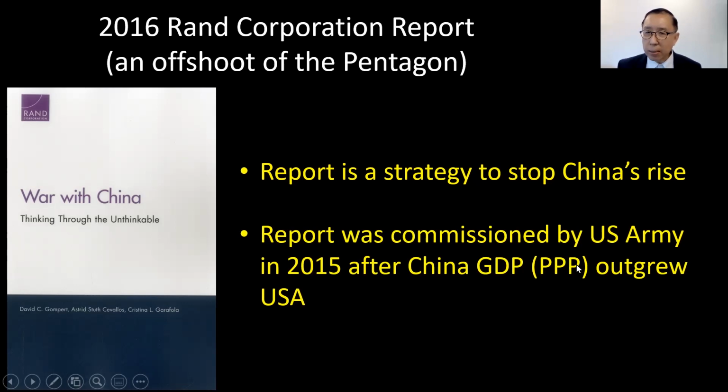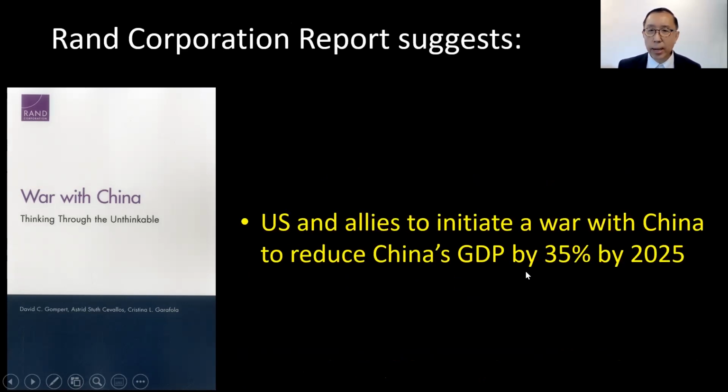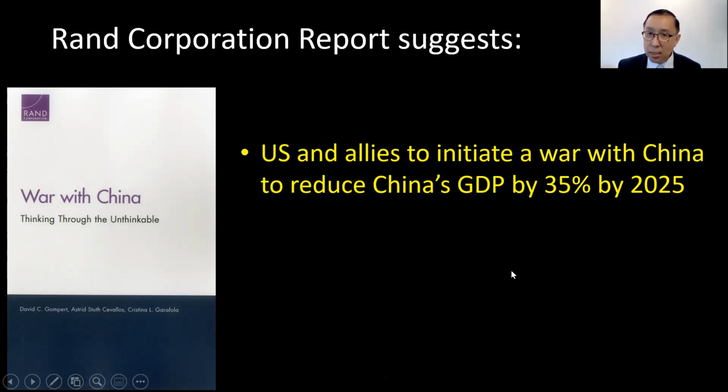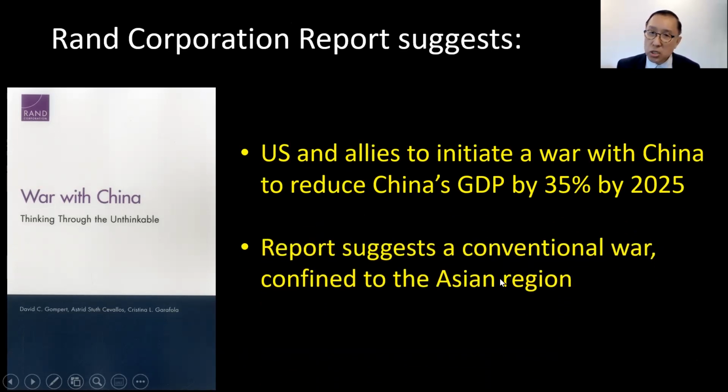The report was commissioned immediately after these PPP figures were released, and this report showed a few things. Number one, the US and its allies should start a war with China to reduce China's GDP by 35%. Okay? And the report suggests a conventional war confined to the Asian region. It's very simple. You look at the South China Sea. Once there is conflict there, all shipping will be stopped. And if shipping is stopped at the South China Sea, China cannot trade. China would die. That's the idea.